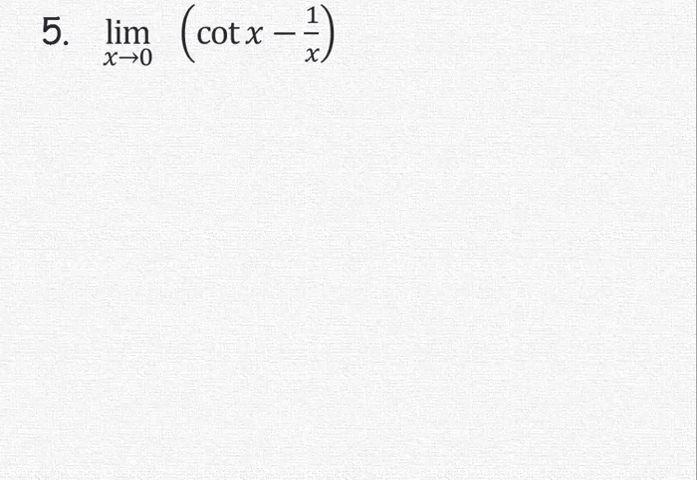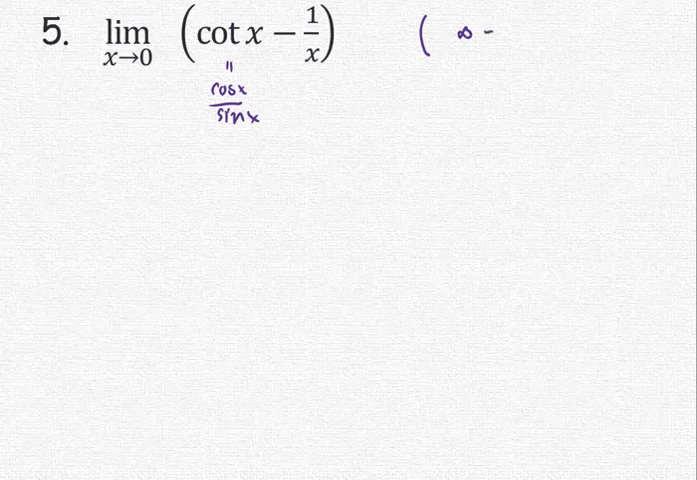Now we are going to find the limit of the cotangent x minus 1 over x as x approaches 0. Check what form of the indeterminate this problem is. The cotangent x is the same as cosine x divided by sine x. As x approaches 0, the first term approaches infinity, as well as the second term. So we have the difference indeterminate form.